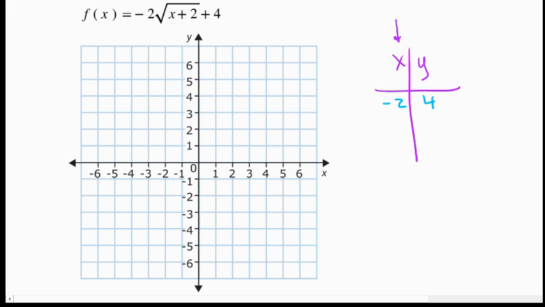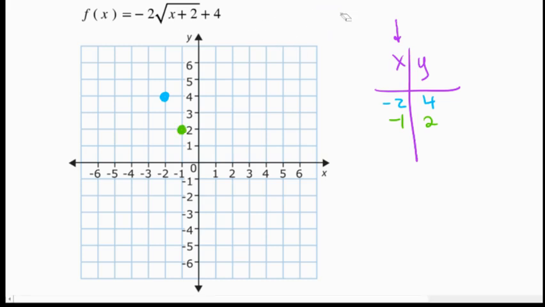As we go through here, now we're just going to choose a couple other x values that make the square root a whole number. So first I'll plot this point, -2, 4. Then the next point I'm going to choose is -1 for the x value, because that will make this square root, it'll be -2 times the square root of 1 plus 4. The square root of 1 is just 1. So -2 times 1 is just -2, plus 4 is just +2. So that will give us this point right here.